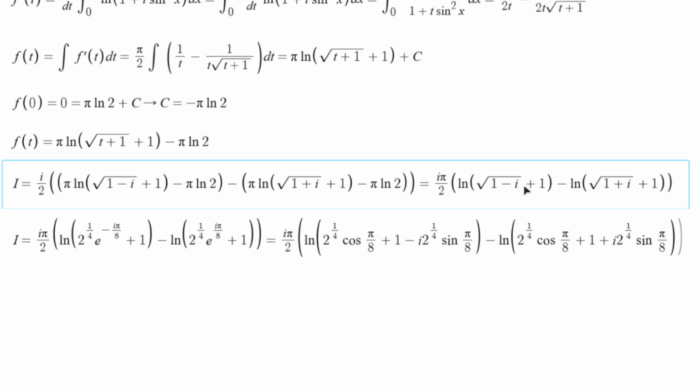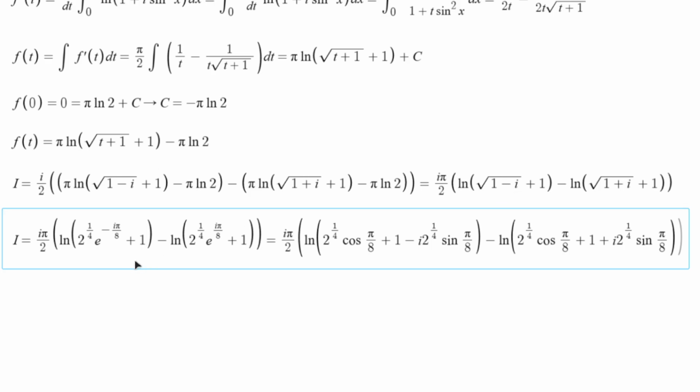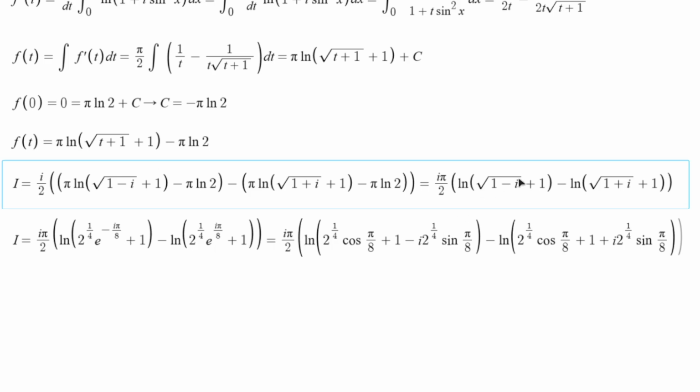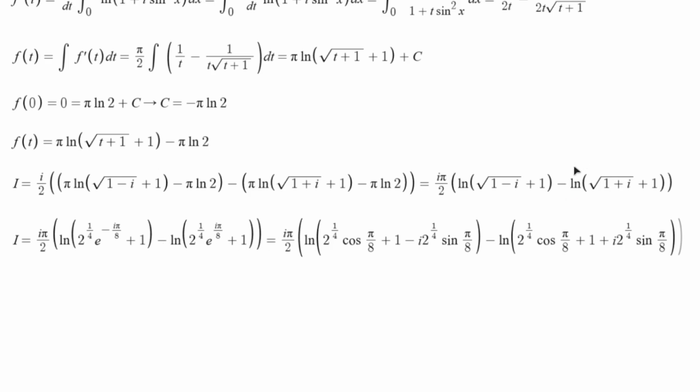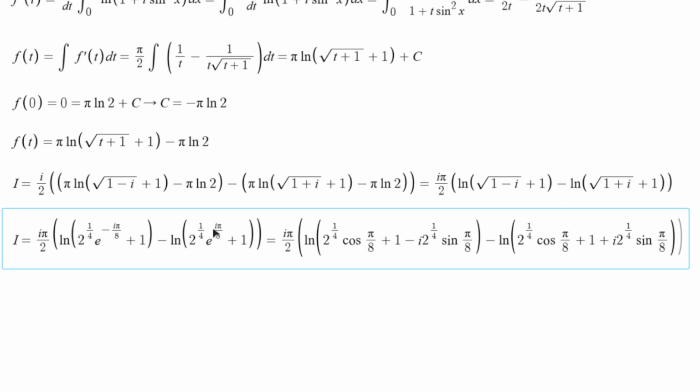You can see what I did is I rewrote this square root of 1 minus i as the fourth root of 2 times e to the negative i pi over 8. Because 1 minus i is just square root of 2 times e to the negative i pi over 4. And then taking the square root of that, we just get 2 to the 1/4 e to the negative i pi over 8 plus 1. And likewise for this expression, we have almost the same thing, except it's not e to the negative i pi over 8, it's just e to the i pi over 8.